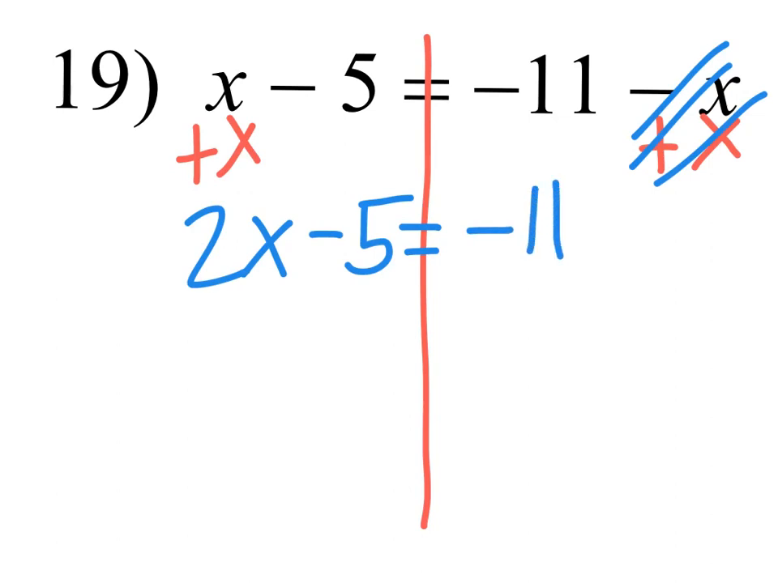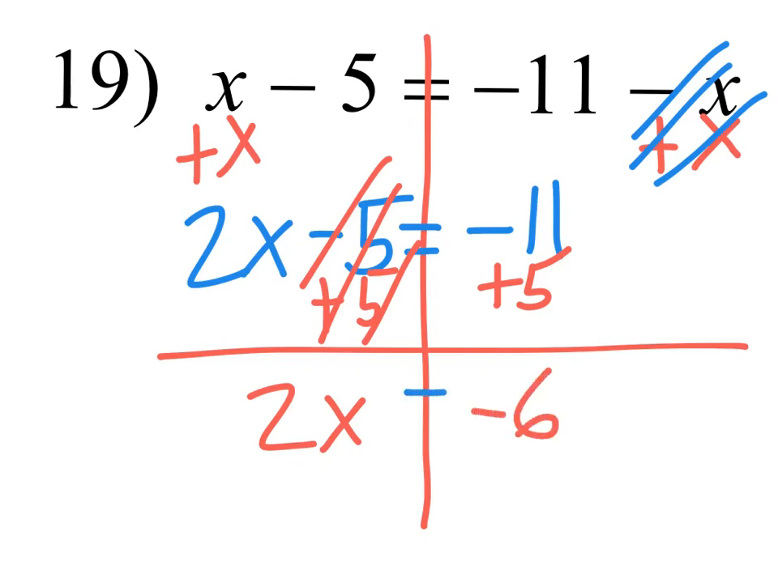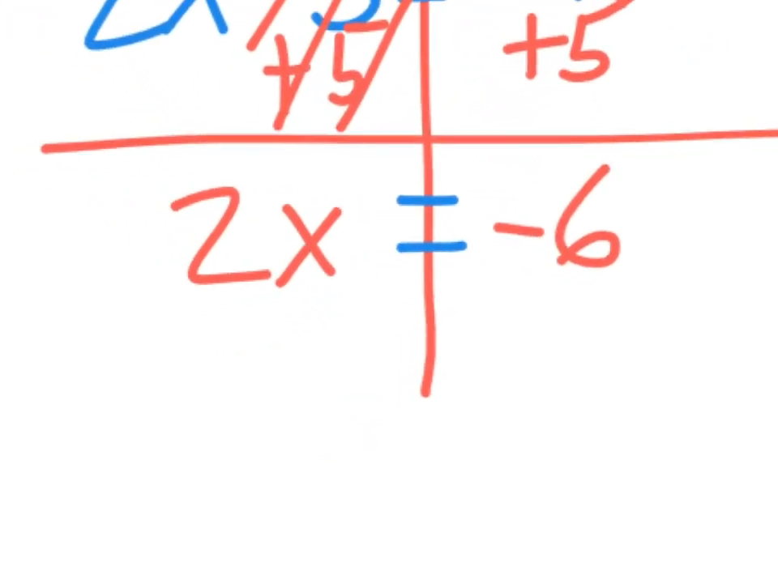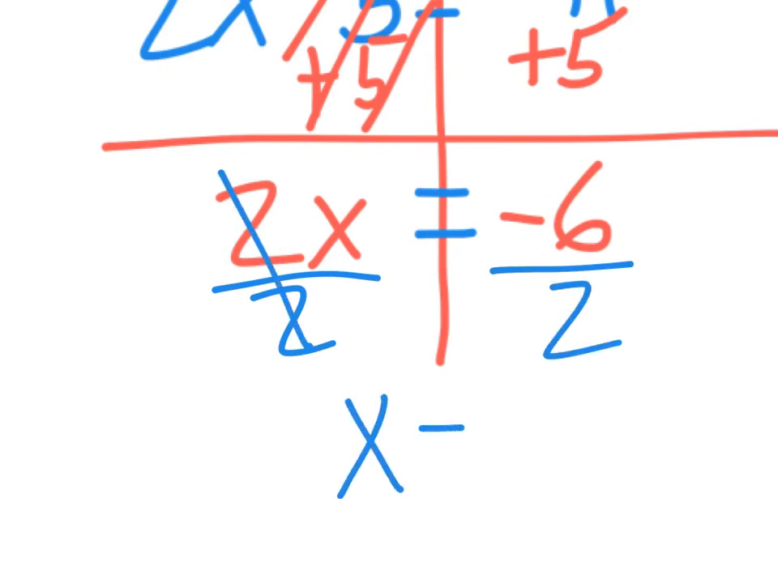Now it's just a two-step. I want to get everything away from that variable, so I'm going to add 5 on both sides. These two will cancel out. I have 2x. Let me draw my line real quick. And then negative 11 plus 5 is going to be negative 6. Final step is going to be to divide both sides by 2 to get everything away from that variable. So this side divided by 2 and this side divided by 2. These will cancel out. X is left on the left, and negative 6 divided by 2 is going to be negative 3.